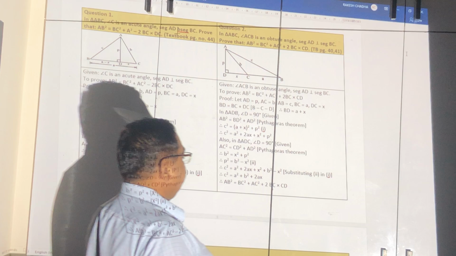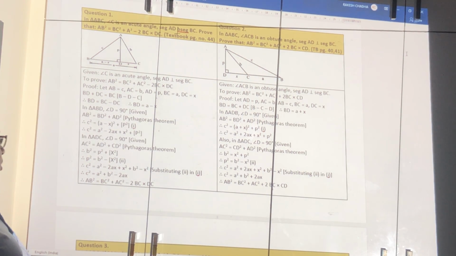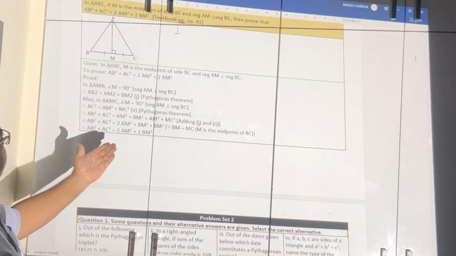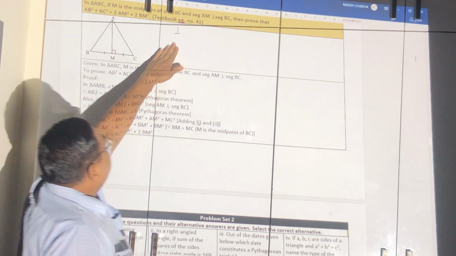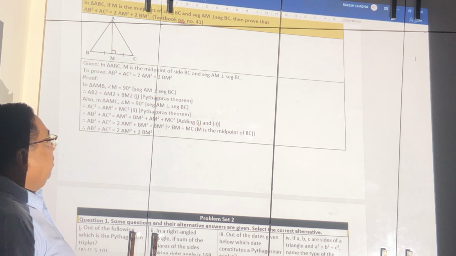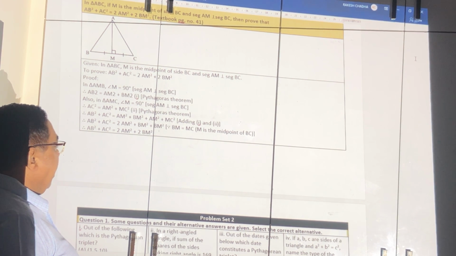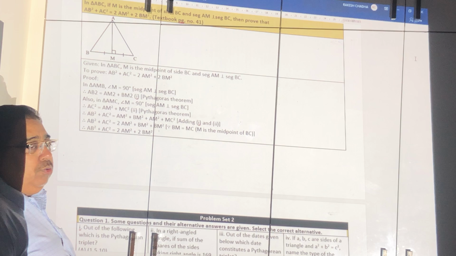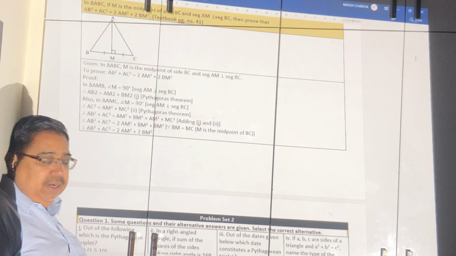So these are solved examples. Another 2 I will show you, which you should also solve. Okay. Here also you can see from your textbook, page number 41, solved examples. So please solve these sums, and now I will show you that the problem set is not difficult.